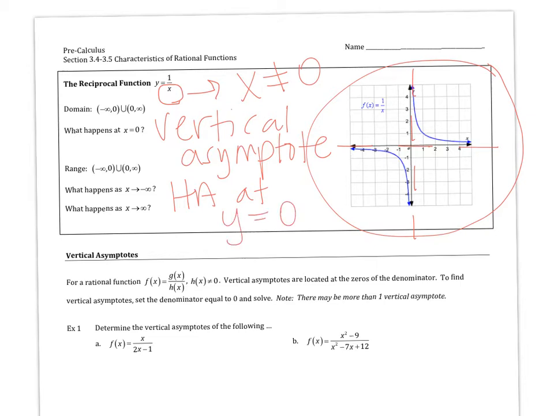And so as x approaches negative infinity, as we go over here, f of x is approaching 0, and as x approaches positive infinity to the right, f of x is approaching 0.